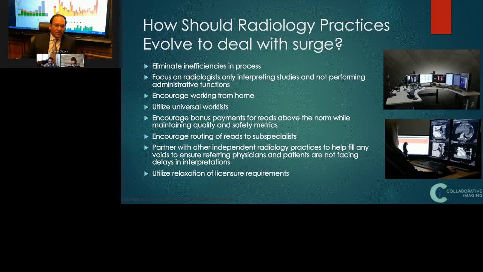We also think we should change the reimbursement structure to encourage bonus payments for reads above the norm while maintaining quality and safety metrics. Today, a radiologist can get paid a salary, and whether they read 50 RVUs or whether they read 70 RVUs, that's what they get. Well, let's put some sort of incentive in place for radiologists to go above and beyond if they need to.